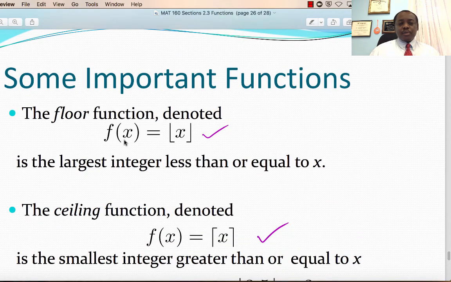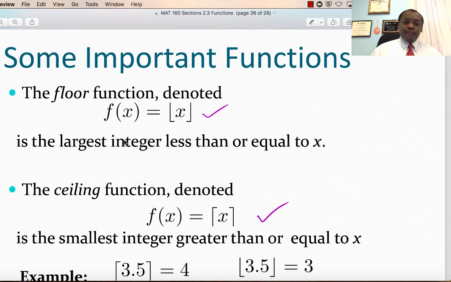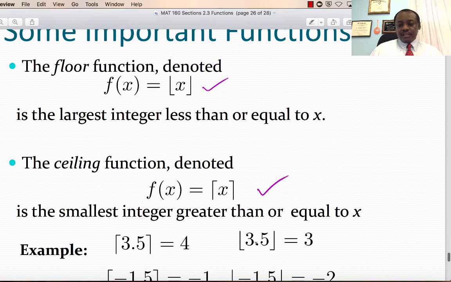Now, here are some important functions that I have for you. They are known as the floor function and the ceiling function. The floor function is defined as follows, and it is simply the largest integer less than or equal to x. For example, the floor of 3.5 is 3. 3 is the largest integer less than or equal to 3.5. So the floor of 3 will be 3. The floor of 3.5 is 3. The floor of 3.7 is 3.